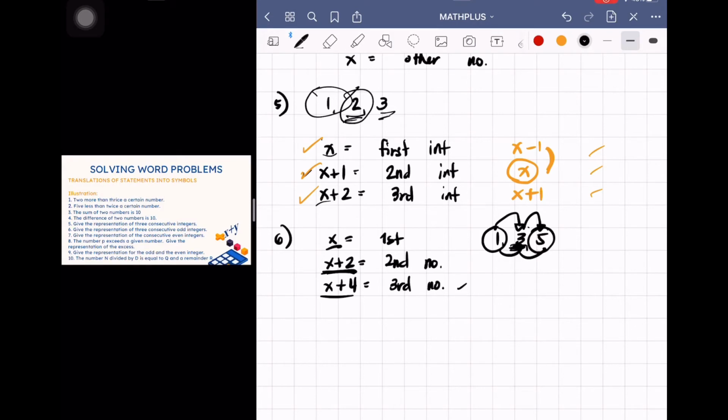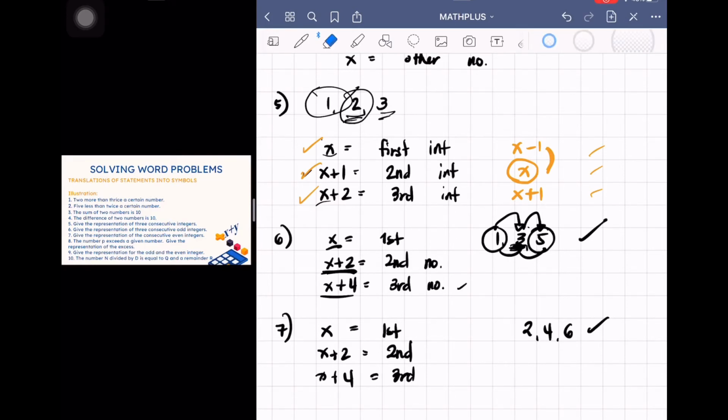Okay? If I'm solving for number 7, the representation of consecutive even naman, that's 2, 4, 6 for example, and same with odd, ang difference lang ng even integers is 2 din. So, same representation lang. You can write it as x being the first, x plus 2 being the second, and x plus 4 being the third, since their difference, the difference of even integers is 2 also.